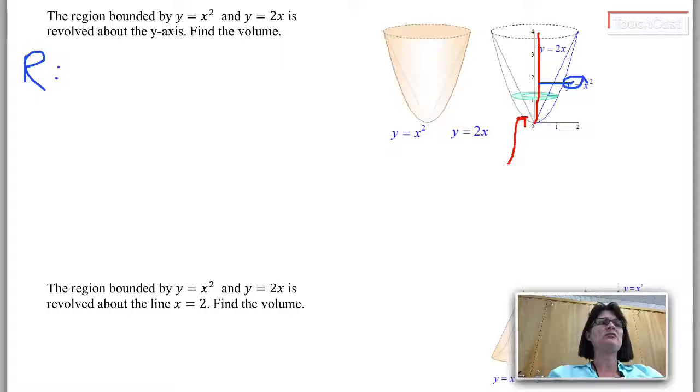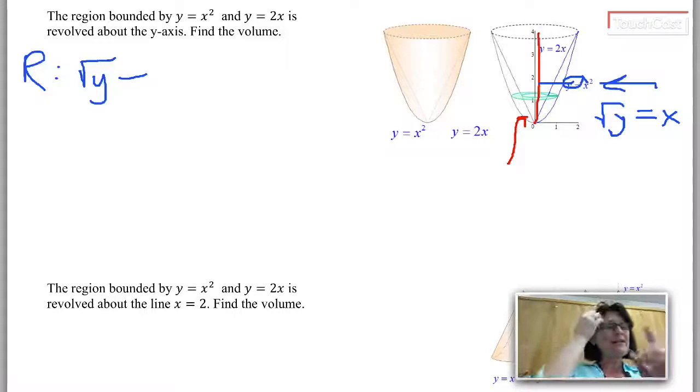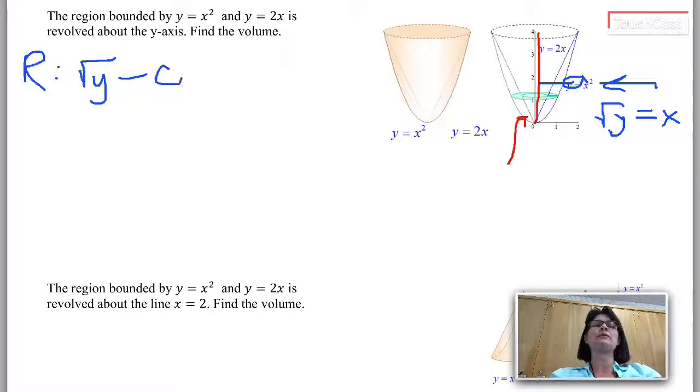The left-hand edge of my blue radius ran into this function, y equals x squared, but I don't need an expression for x squared, I need an expression for x. So I'm going to rewrite it so that x is isolated. I take the square root of both sides: the square root of y equals x. That's the rightmost side, the square root of y. Minus, and where did I start my pen? I started it on the axis of revolution, which was the y-axis, the place where x equals 0. So square root of y minus 0, I could just write square root of y.